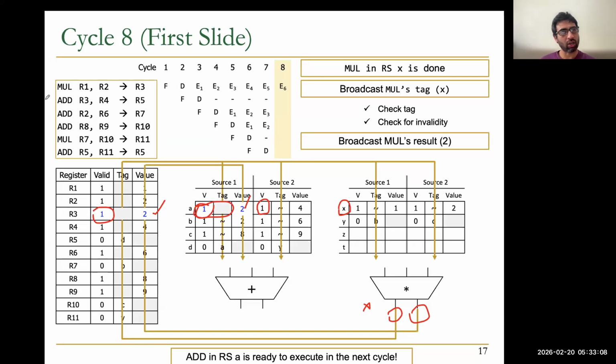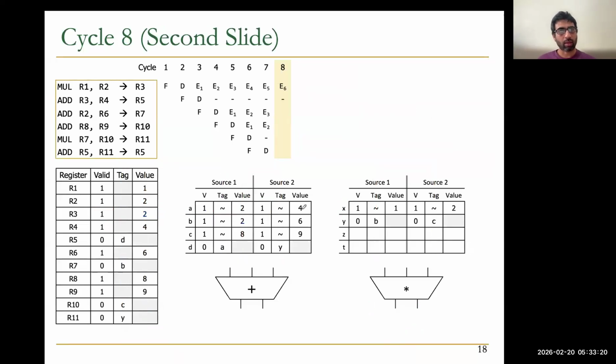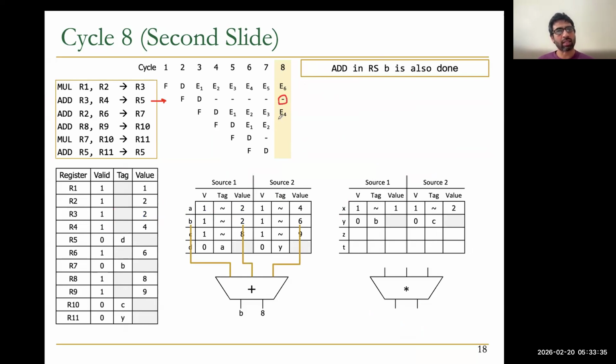Which instruction was this? It was the first add, right? So this first add, which was stored in reservation station A, has now become available to be executed, right? But the add will become ready to execute in the next cycle, not in the same cycle, right? So that's why here it is still waiting. And then this add enters the E4, and remember add takes 4 cycles, right? So now the results are available.